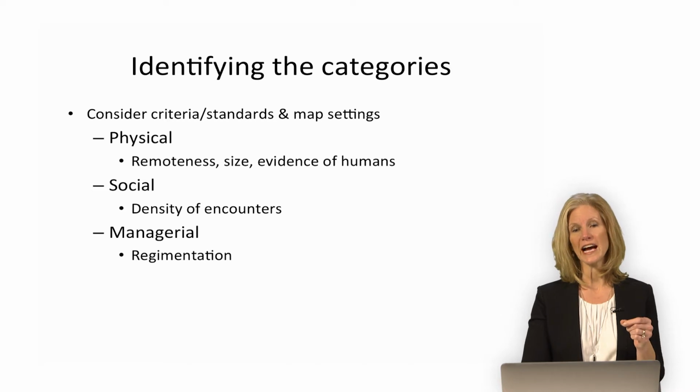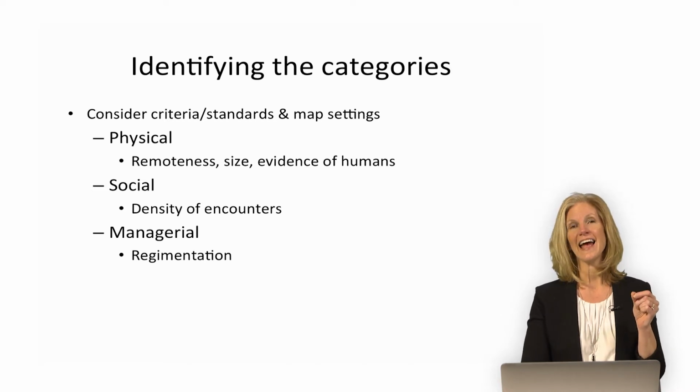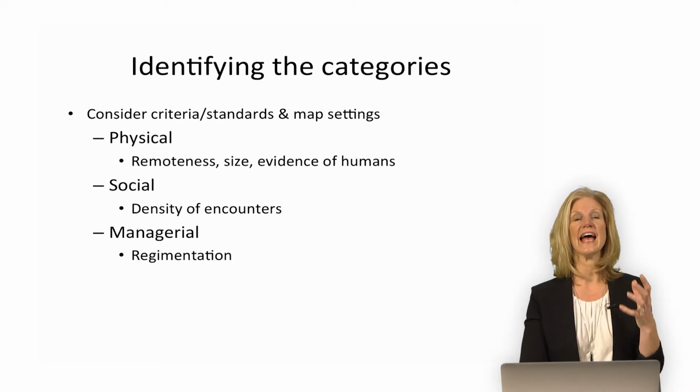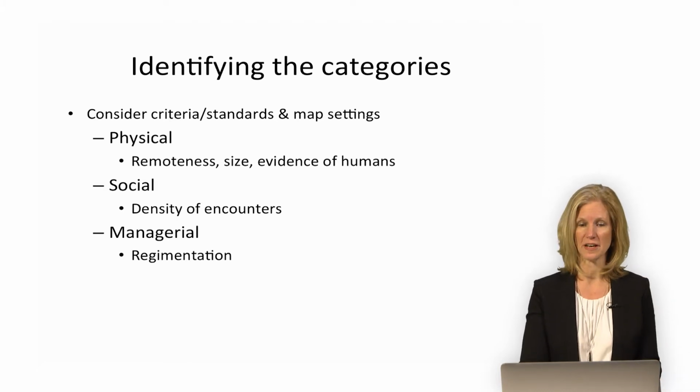The inventory identifies what is, and then you can think about what can be. What's the potential of this area?